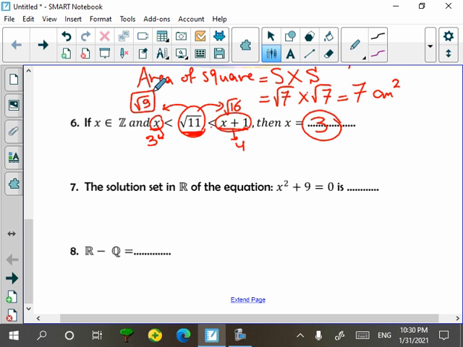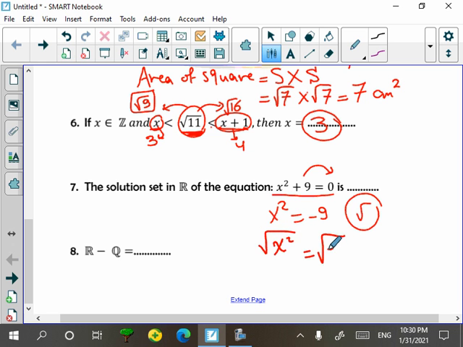Number 7, the solution set in R of the equation x power 2 plus 9 equals 0 is... okay, by subtracting 9 from both sides, it will be x power 2 equals negative 9. By taking the square root for both sides, it will be the square root of x power 2 equals the square root of negative 9. Power 2 will cancel the root, it will be x, and here root negative 9 is refused because we haven't any square root for a negative number. Okay, we can't write a negative number under the square root, then the solution set will be the empty set.